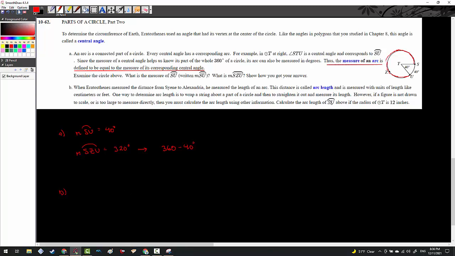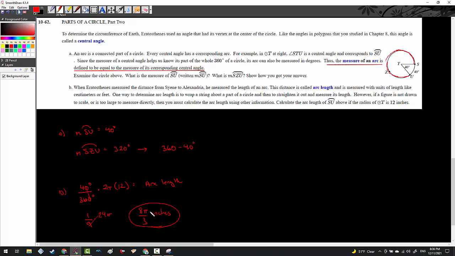And so they want us to calculate the arc length of arc SU if the radius is 12 inches. So we know this. This should be 40 degrees occupied of the 360 degrees total times 2 pi r would give us the arc length. So from here, let's go ahead and simplify this. That's going to be 1/9 times 24 pi. These guys both divide into 3, so I'm going to get 8 pi over 3 inches.